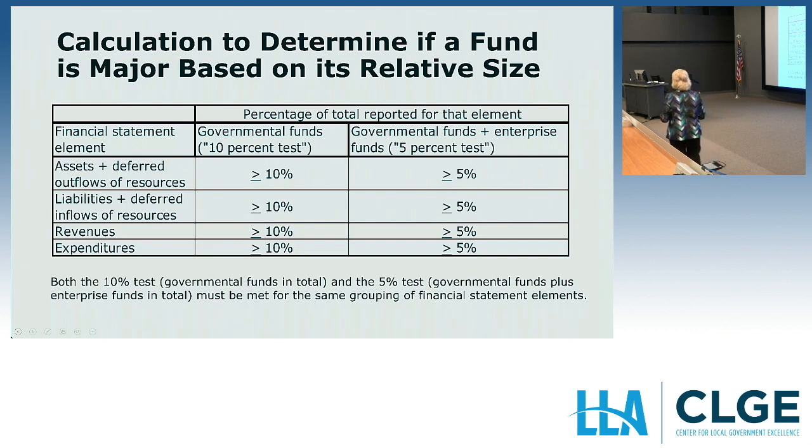Okay, let's do the 5% test. Now I have to say, are those elements greater than or equal to 5% of governmental funds plus enterprise funds? It's got to be the same element. So if assets and deferred outflows are yes for one and no for another, but expenditures have a yes where the other one has a no, it doesn't work. It's got to be for the same element. So now you know, no mystery, no secret.